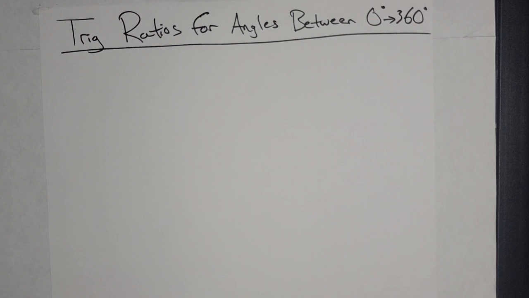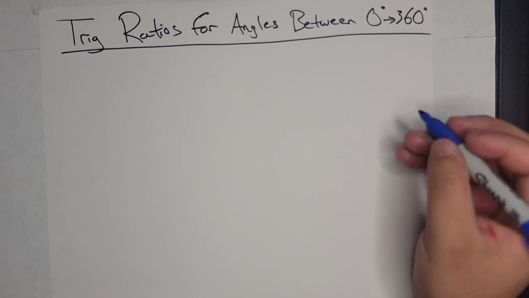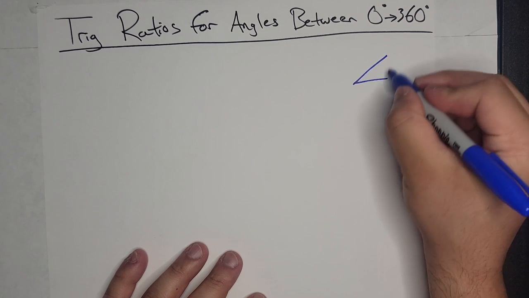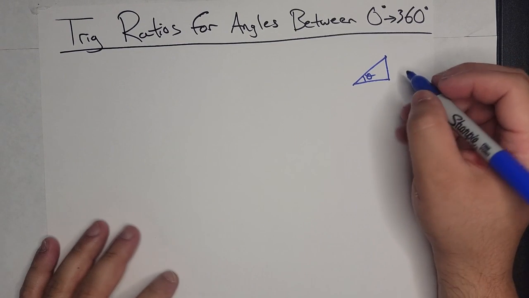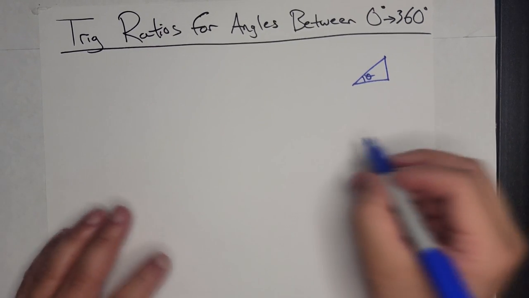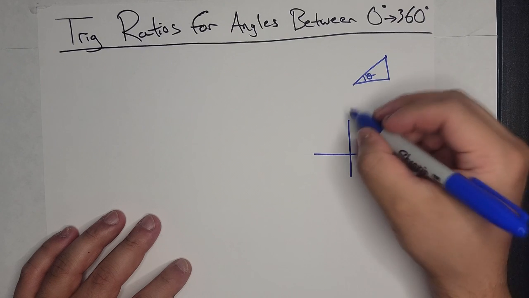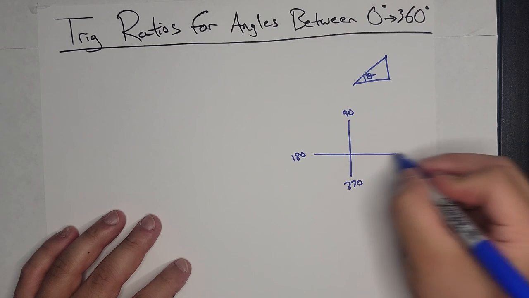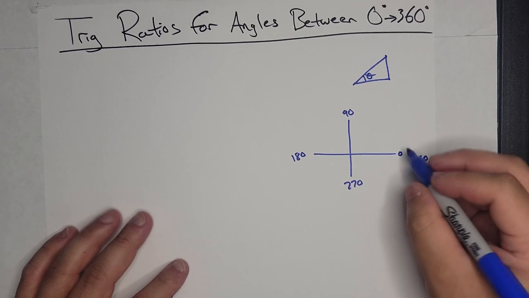Okay, so in this video, we're going to be looking at trig ratios for angles between 0 to 360 degrees. So up until now, we've been really looking at acute angles, so less than 90 degrees. Now we're going to be looking at angles bigger than 90 degrees. So the main difference is that if this is 90 degrees, this is 180 degrees, this is 270 degrees, and technically this is 0 and also 360. That would be a full circle.